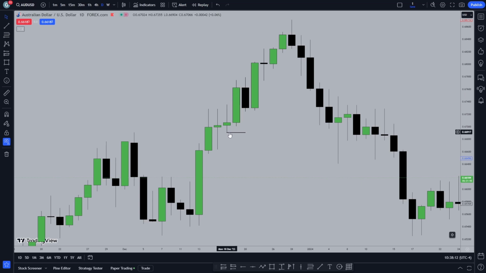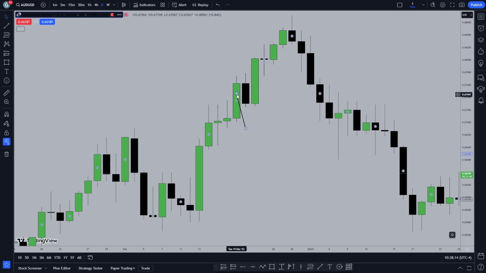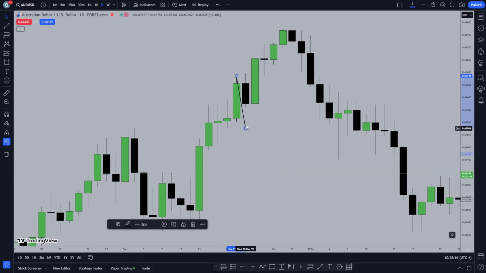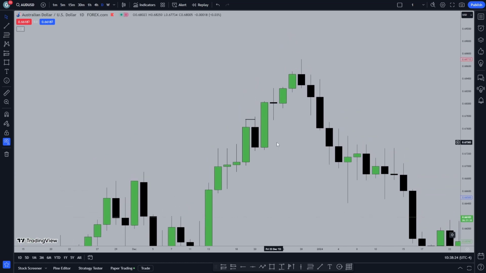On this day also, price took the high of the previous day, but it closed inside of the previous day's range, so it's an inside bar. And what happened after that? Price came down. But on the next day, price didn't go down and take the low of this. It was really close, but it didn't take the low.